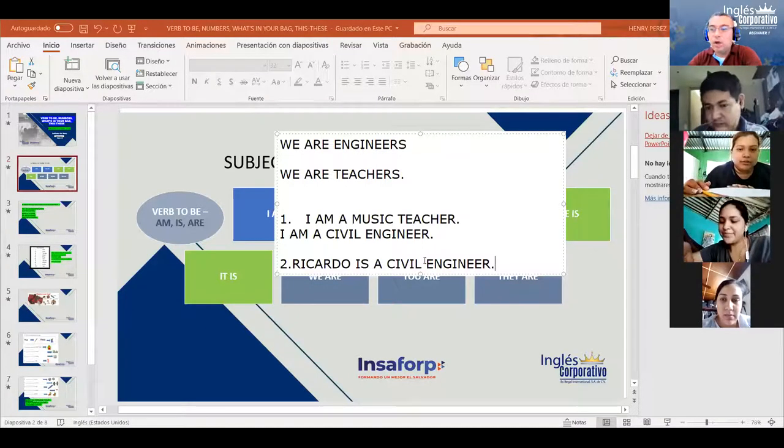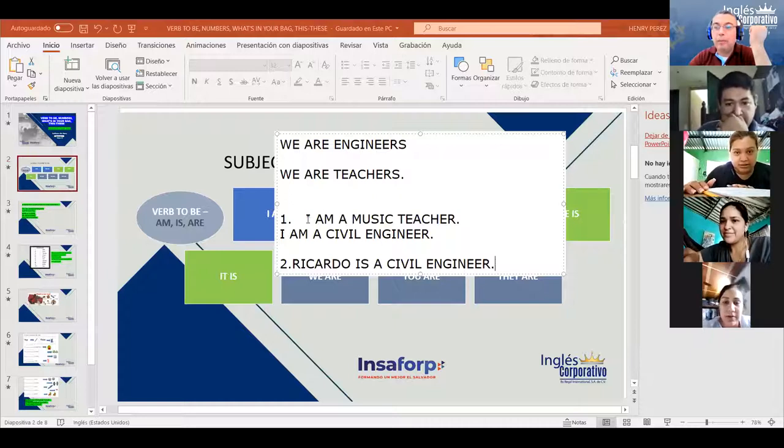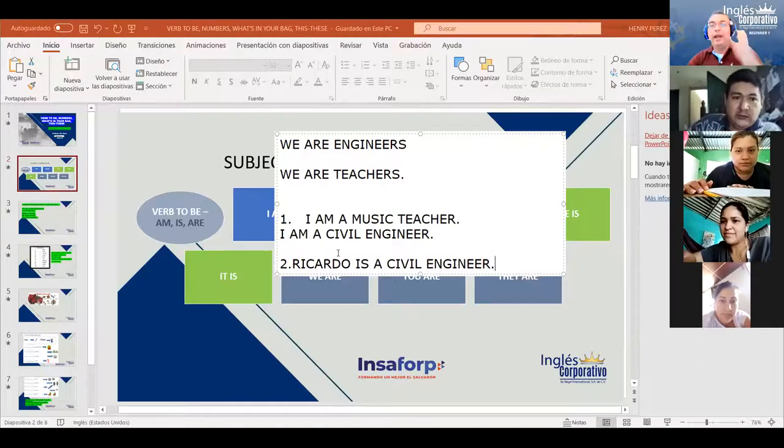Ok. So, sería Ricardo is a civil engineer. Very good. ¿Y usted necesitaría cómo? I am a music teacher. Very good. Y luego, Ricardo is a civil engineer. Así. Y dependiendo de quién está en su grupo, así como se introducen, así lo va a decir usted.